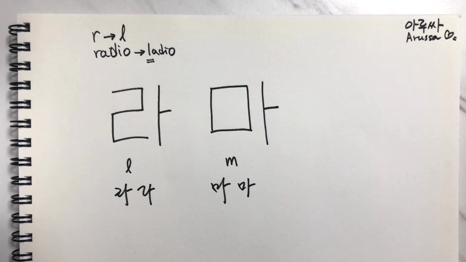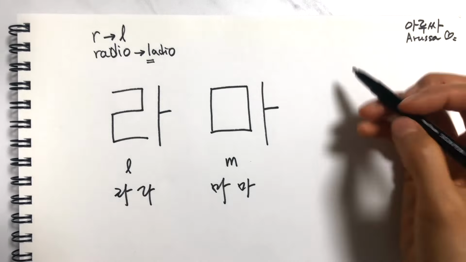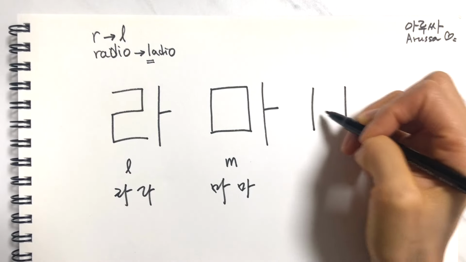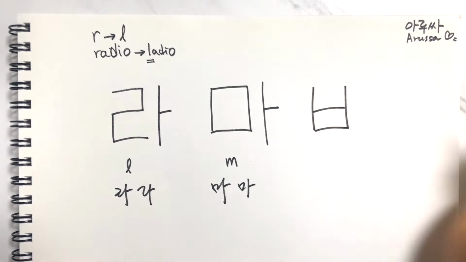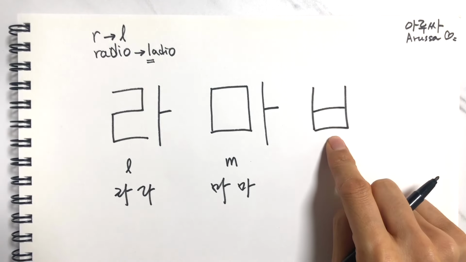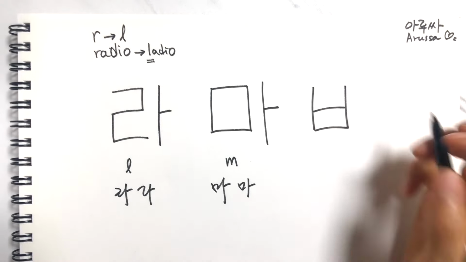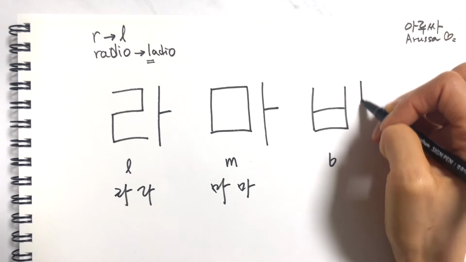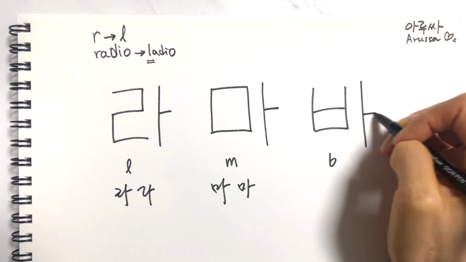Next consonant is ba. 비읍. 1, 2, 3, 4. It's like water in a glass, right? Okay, so this is 비읍, which is same as B. Let's put a. Ba. Well, I write it this way. La, ma, ba.